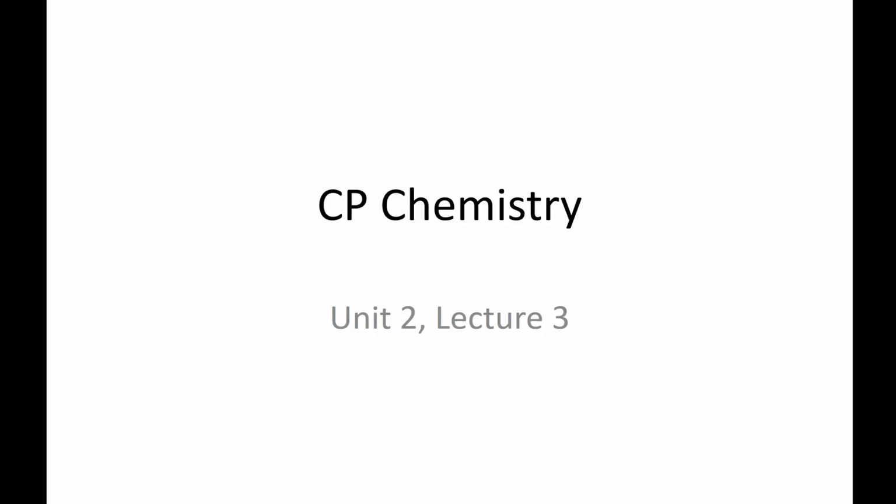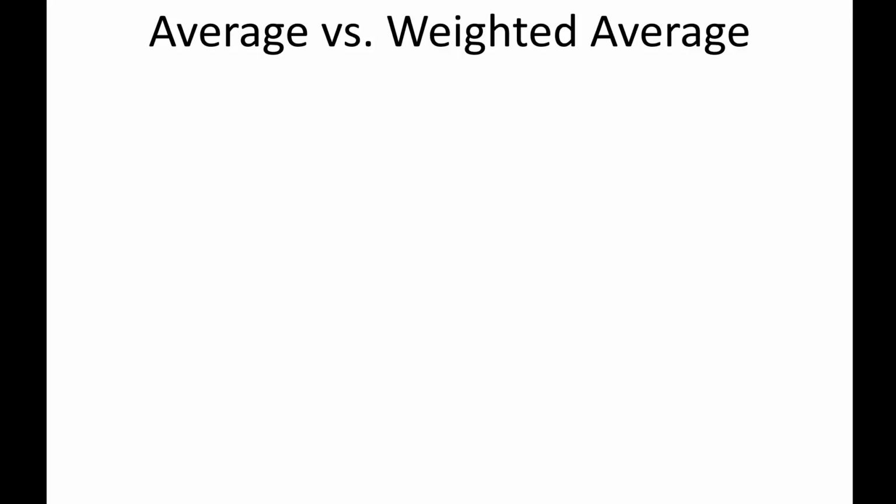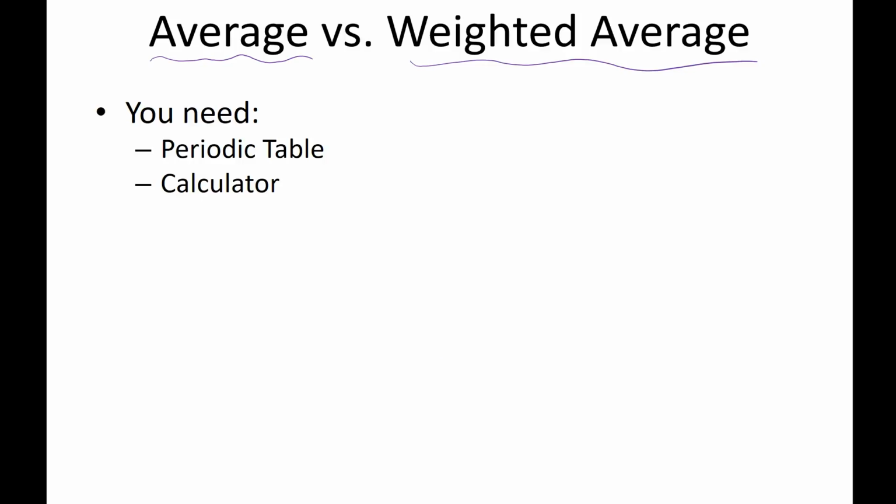Okie dokie. So we are going to begin Unit 2, Lecture 3, which will be the final lecture for this unit before the test, and we will be addressing some of the ins and outs of how to calculate weighted average and how that applies to that little average you see on your periodic table. All right. So first of all, we need to understand what the difference between those two terms is. So we have an average versus a weighted average, and what looks different between those two.